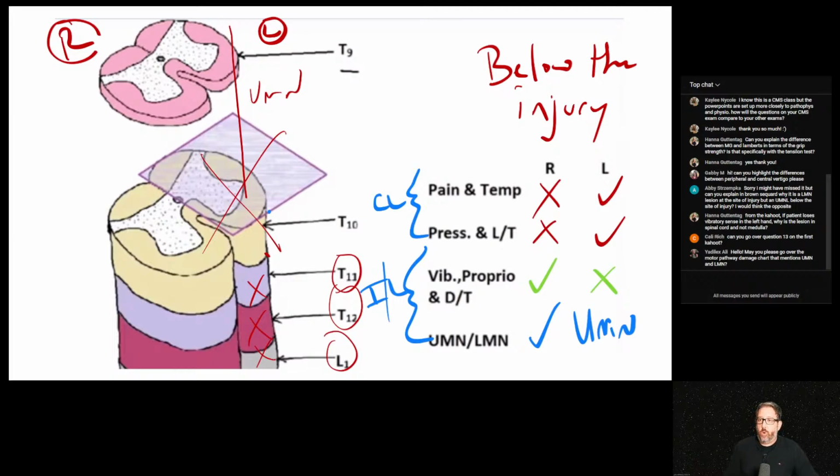the lower motor neuron. Question about peripheral and central vertigo.